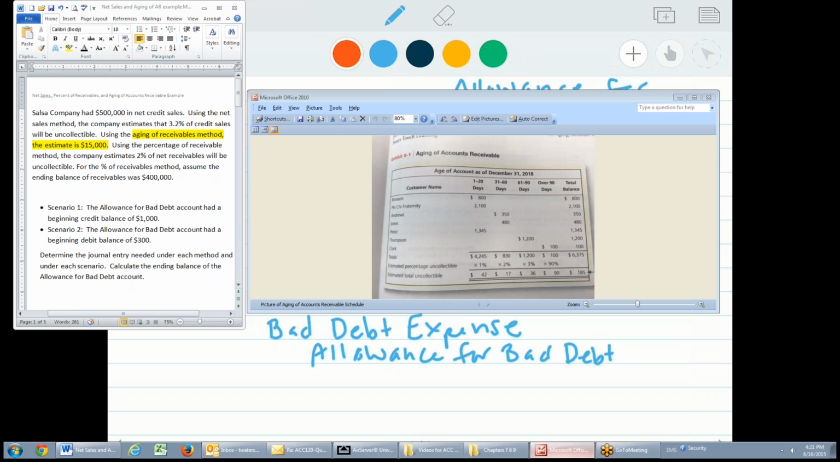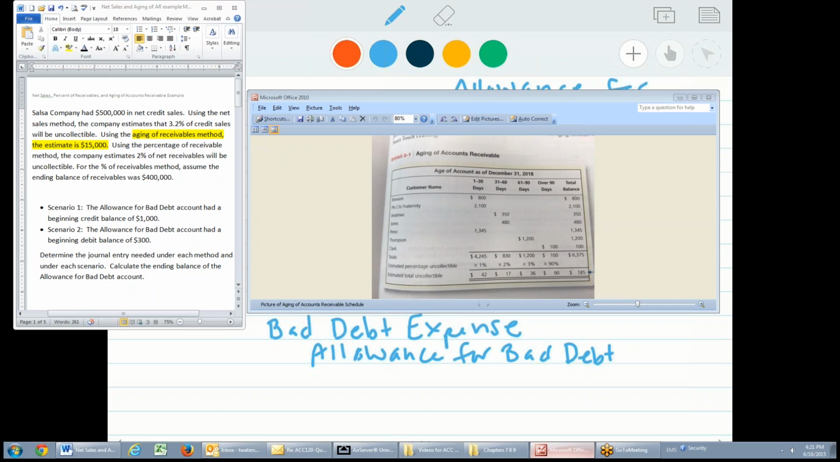In this video, we will look at how to work with the aging of receivables method for estimating bad debt expense. The journal entry is going to look the same as far as the accounts involved as the other methods. The difference in all three of the methods is how you calculate it, and the amounts are going to be a little bit different.